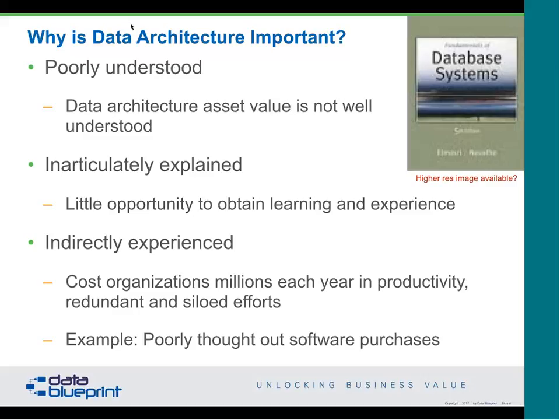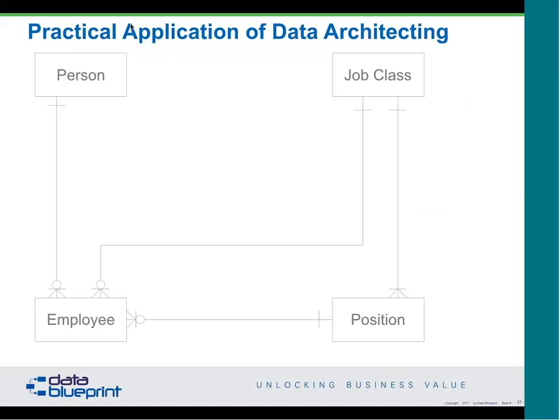And it's only indirectly experienced because even though it costs organizations millions in productivity, and our claim is that it's between 20 and 40% of all IT budgets that are out there, people don't look around and say, oh, you need to fix your data architecture. They look at the system and say the system needs to be fixed, and certainly the data is a part of the system. But no, we don't actually have the ability to do that. I'll give you an example in a little bit of a poorly thought out software. Actually, it's right here, next screen, poorly thought out software purchase.